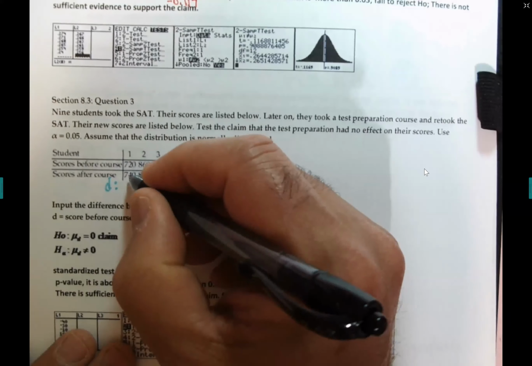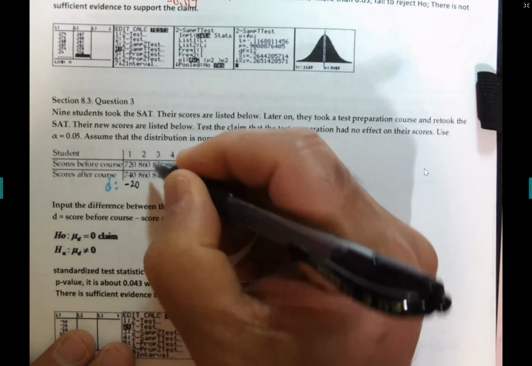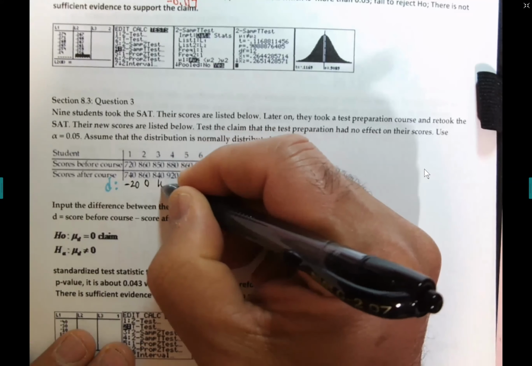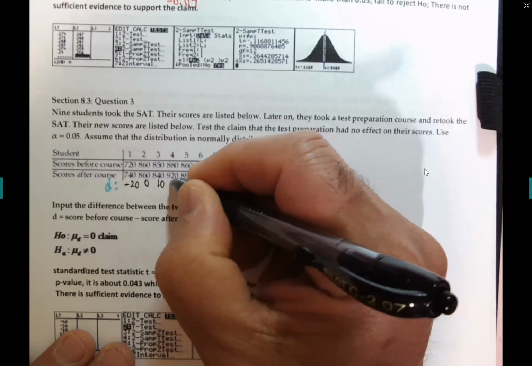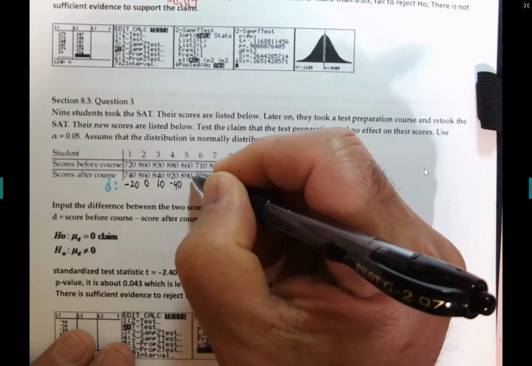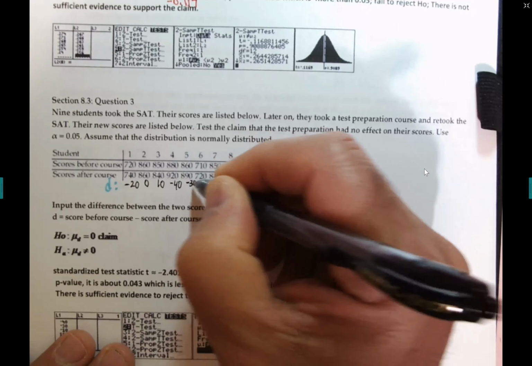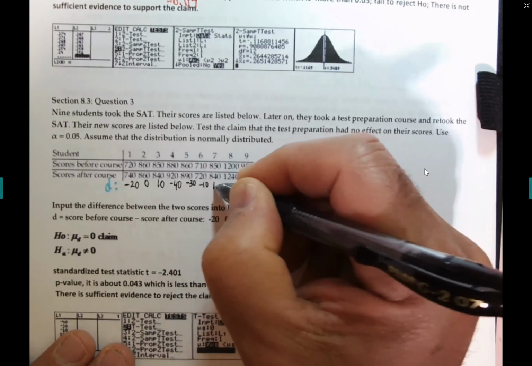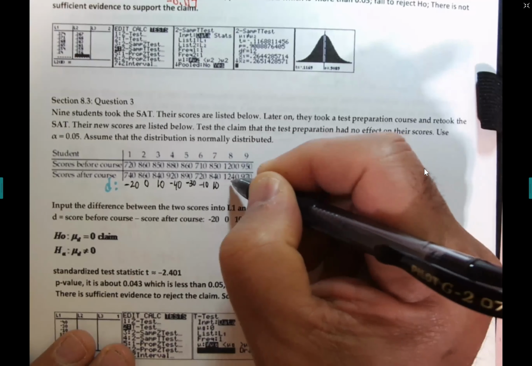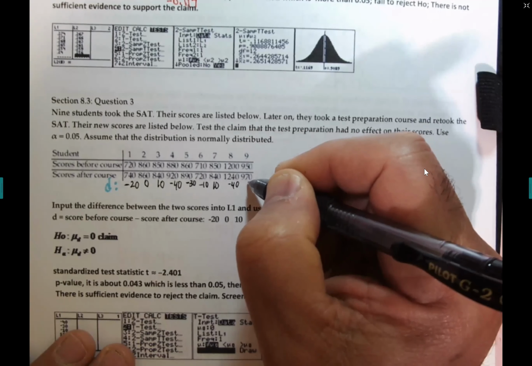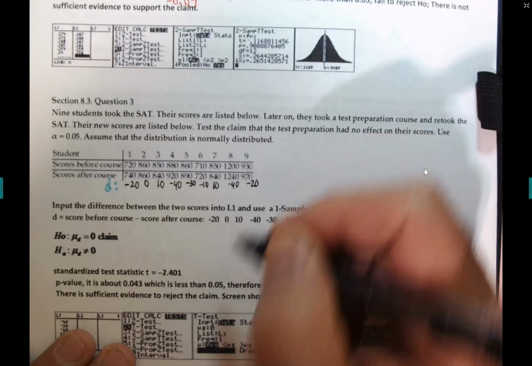720 minus 740, guys, is negative 20. 860 minus 860 is 0. 850 minus 840 is 10. 880 minus 920 is negative 40. 860 minus 890 is negative 30. 710 minus 720 is negative 10. 850 minus 840 is 10. 1200 minus 1240 is negative 40. And 950 minus 970 is negative 20. So someone is making the claim that the test preparation had no effect.